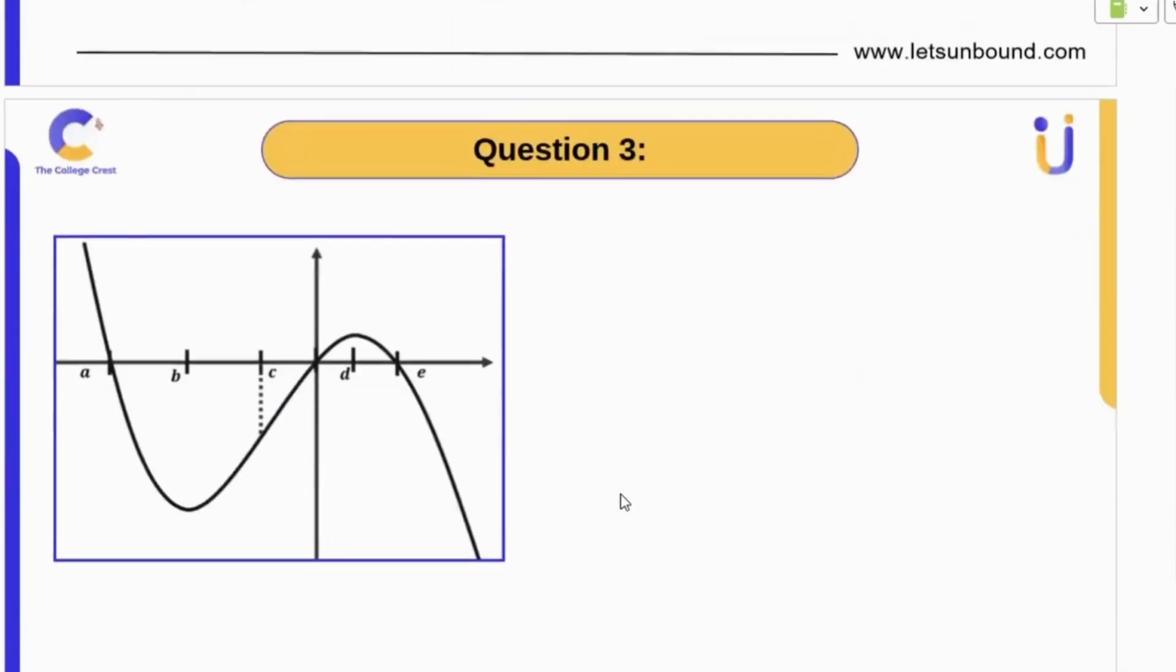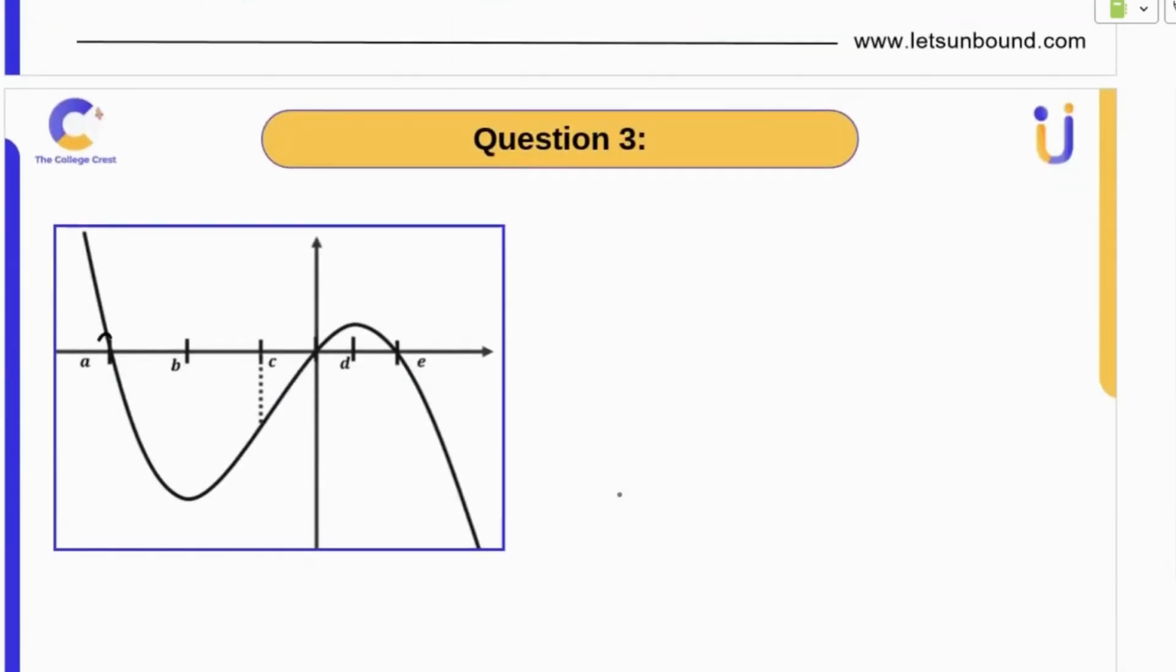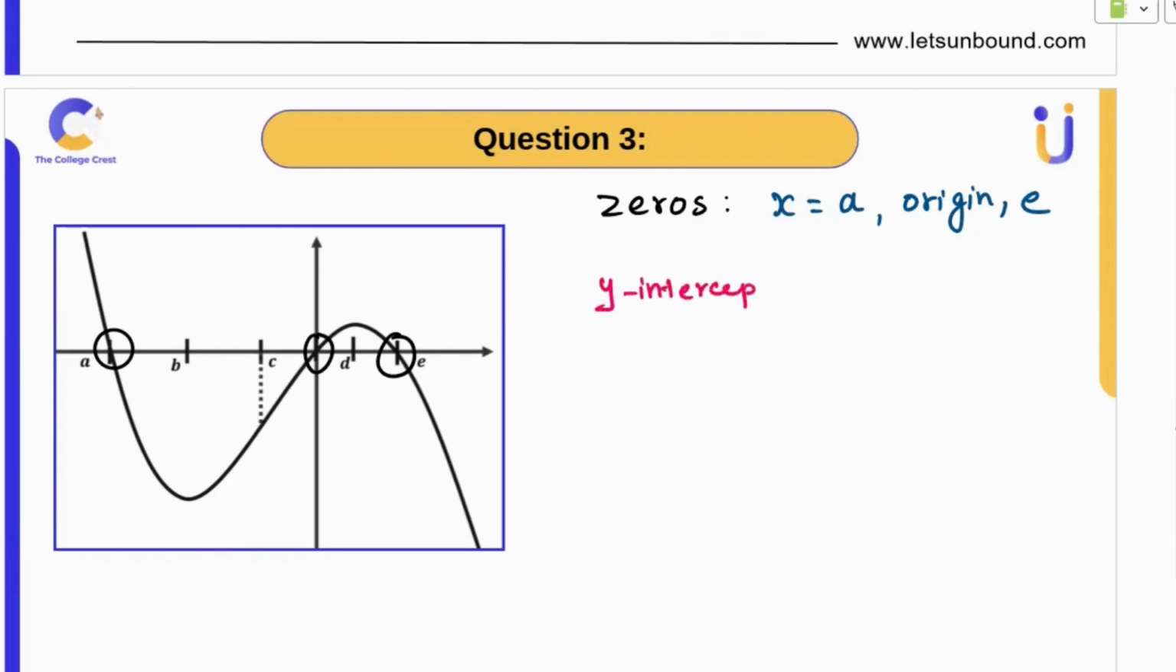Zeros, y-intercept, point of inflection. Zeros means where it crosses the x-axis. The graph crosses here, here, and here. So the zeros are at x equal to A, x equal to origin, and then E. Then coming to the y-intercept, where it crosses the y-axis: don't write no y-intercept, that's a wrong answer. Origin is also a valid y-intercept, right? So the y-intercept is 0. Then what is next?